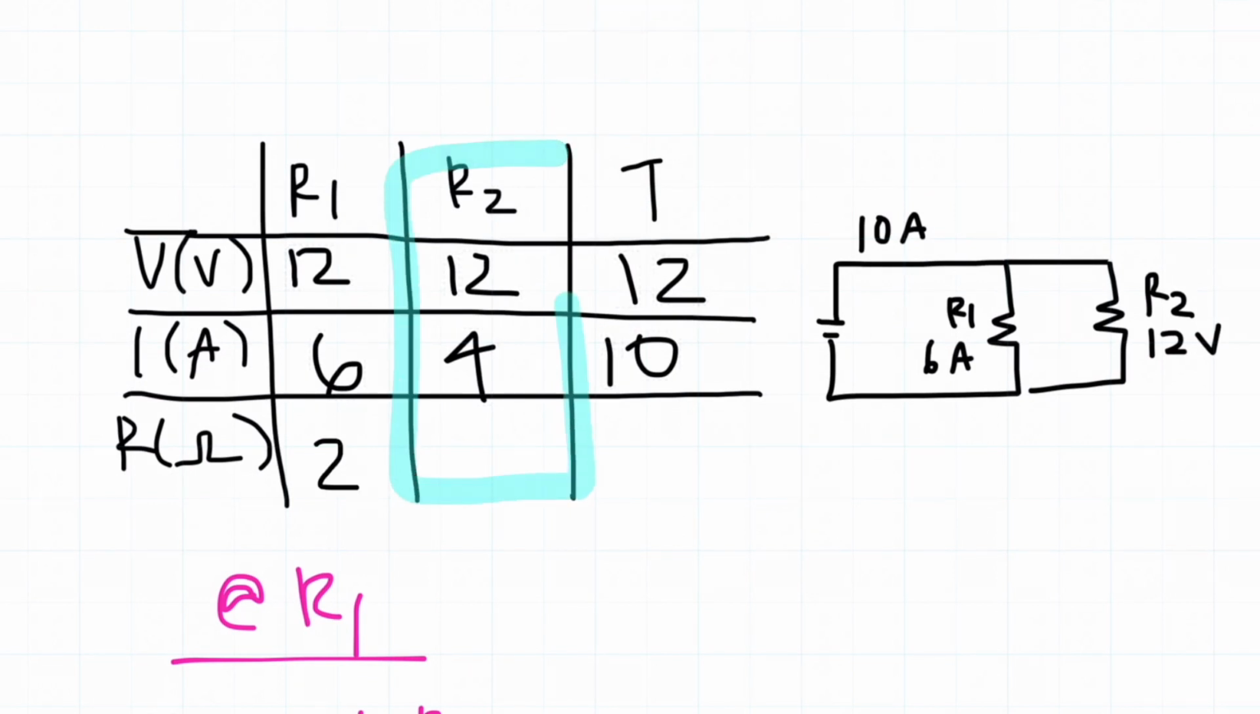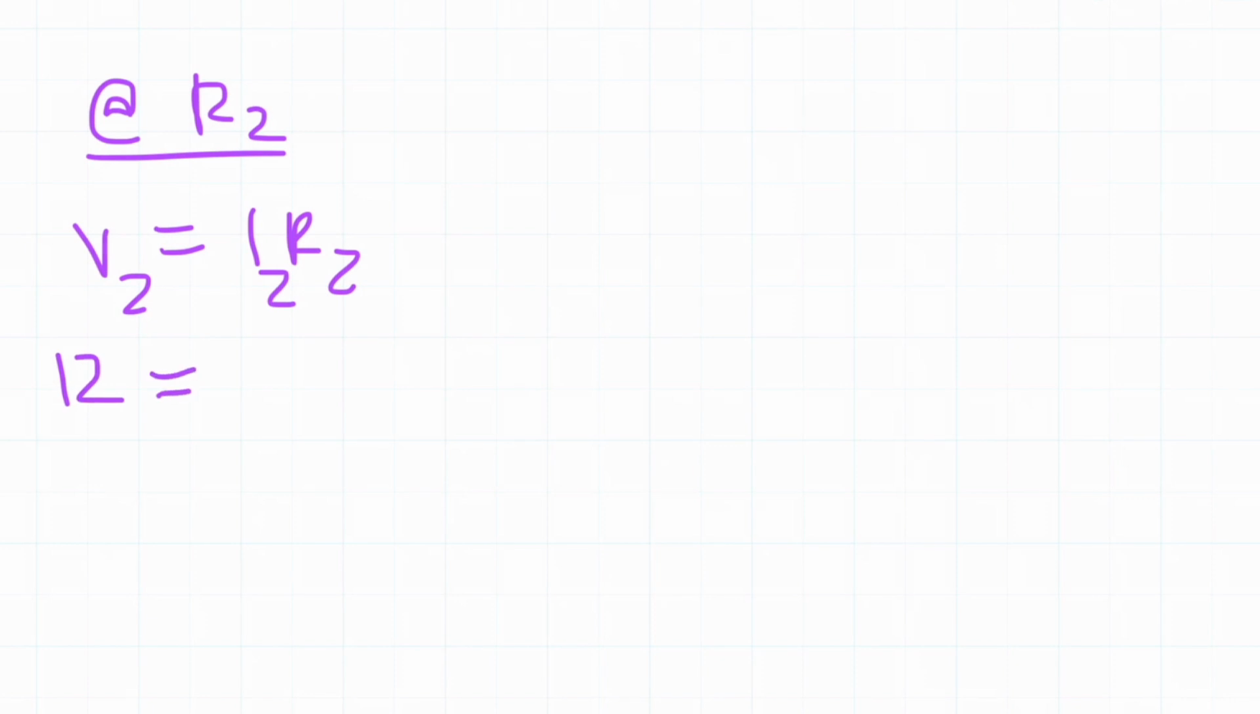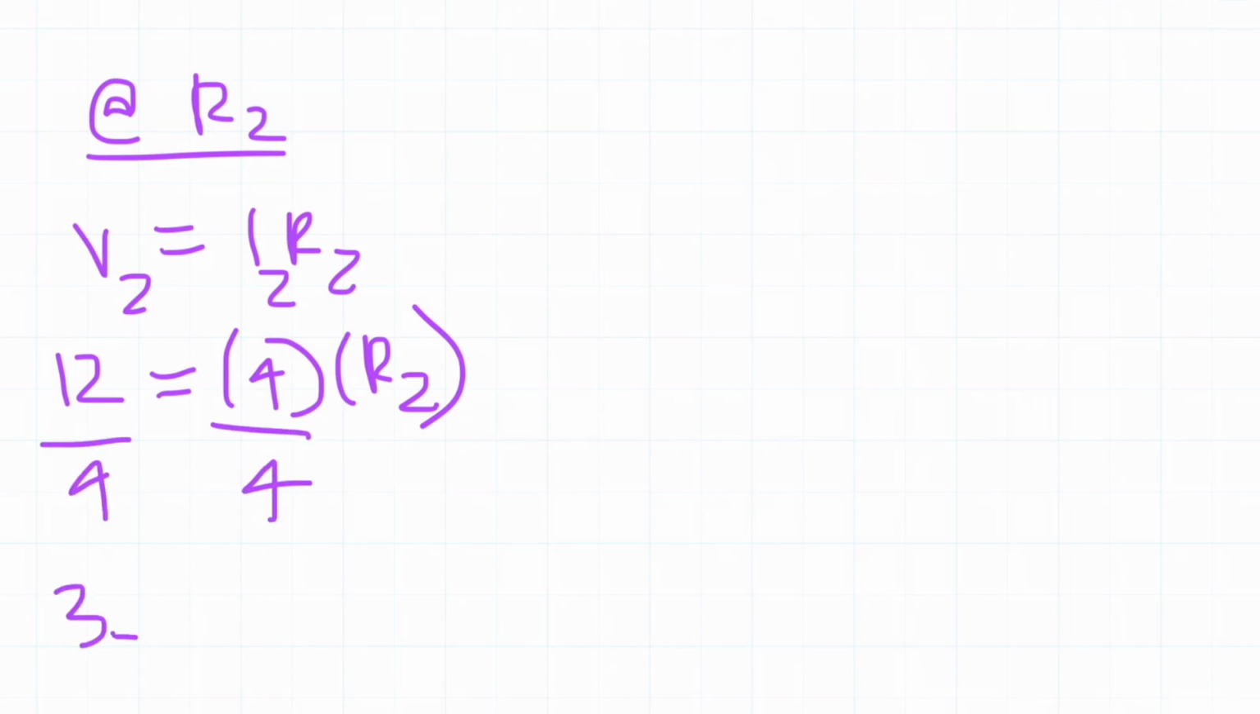Let's continue with resistor 2. At resistor 2, we have V is equal to IR. 12 volts never changes. Current is 4 this time, and the resistance, well, we're trying to figure that out. Divide each side by 4, so you have 3 ohms is equal to R2.